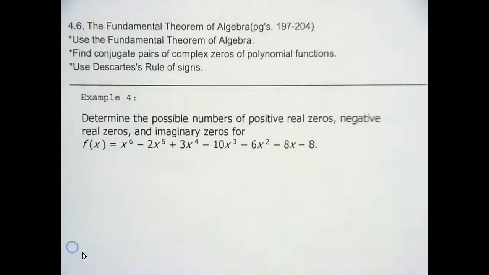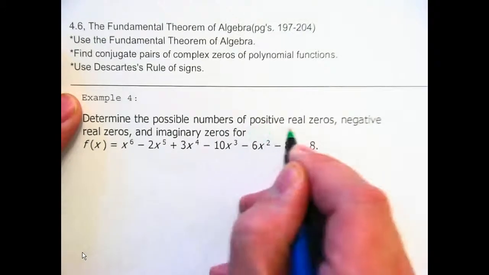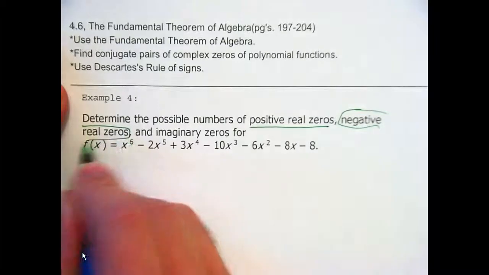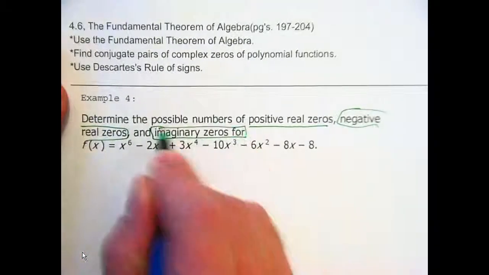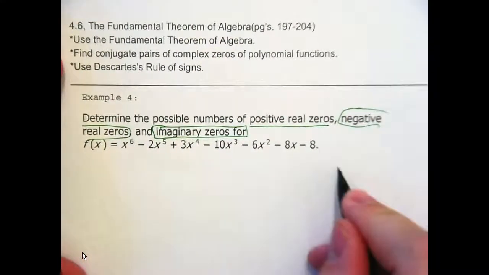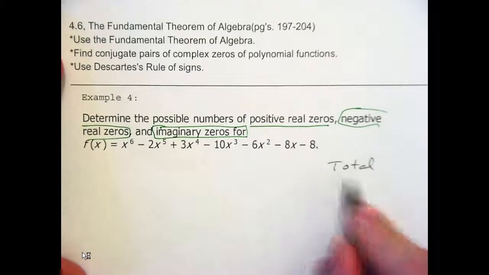It's amazing, I know. All right, so this is example 4 out of the book, and it's talking about determining how many positive real zeros, negative real zeros, and imaginary zeros. Okay, so there's 3 different things we're looking at. Positive, negative, and then our imaginary. Okay, well there could be. There might not be. What we know right now is that there are a total of how many zeros? 6. There's 6 zeros, so there's a total of 6 zeros.